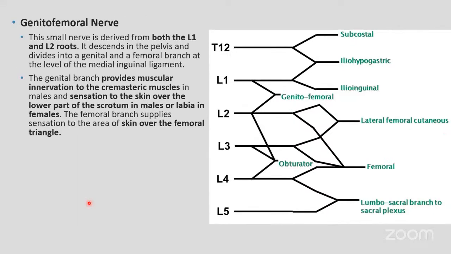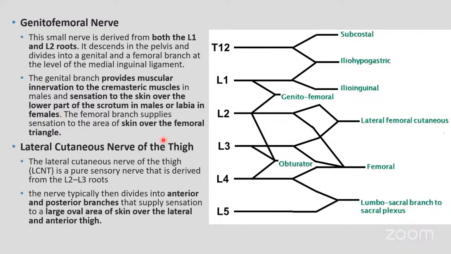The genitofemoral nerve is derived from both L1 and L2 nerve roots. It divides into a genital branch and a femoral branch at the level of the medial inguinal ligament. This provides muscular innervation to the cremasteric muscles in males and sensation to the skin over the lower part of the scrotum or labia in females. It also supplies the skin over the femoral triangle. The lateral cutaneous nerve of thigh is a pure sensory nerve arising from the L2 and L3 nerve roots. This then divides into an anterior and a posterior branch which supply a large oval area of skin over the lateral and anterior thigh.